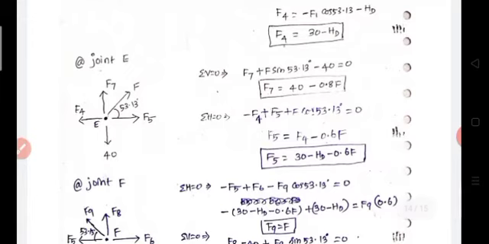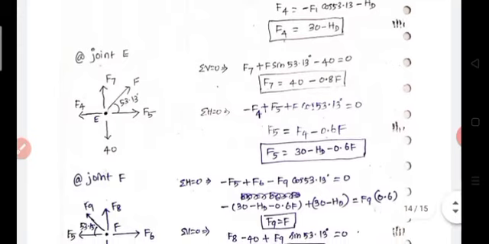For the first trial, we have to assume the unknown forces as tensile in nature. So F4, F5, F7 and 40. Then apply the vertical equilibrium equation. From that equation, we know F7 is equal to 40 minus 0.8 F. Then summation of H equals 0. From this equation we know the value of F5.